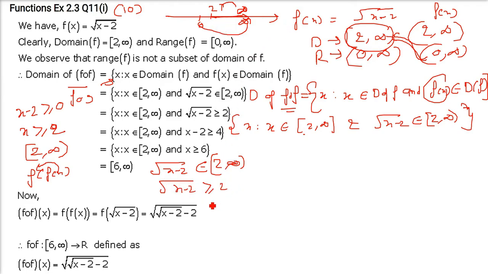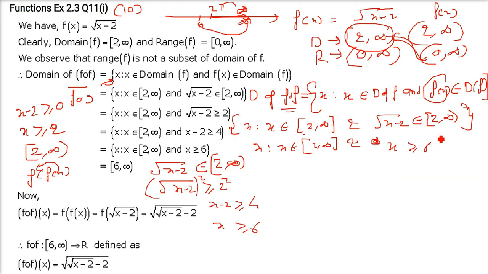Now let us square both the sides. So x minus 2 is greater than or equal to 2 to the power 4, that is 4. So x is greater than or equal to 4 plus 2, which is 6. So x should be greater than or equal to 6. So x is such that x belongs to 2 to infinity, and under root x minus 2 belongs to 2 to infinity. I am replacing it with x should be greater than or equal to 6.